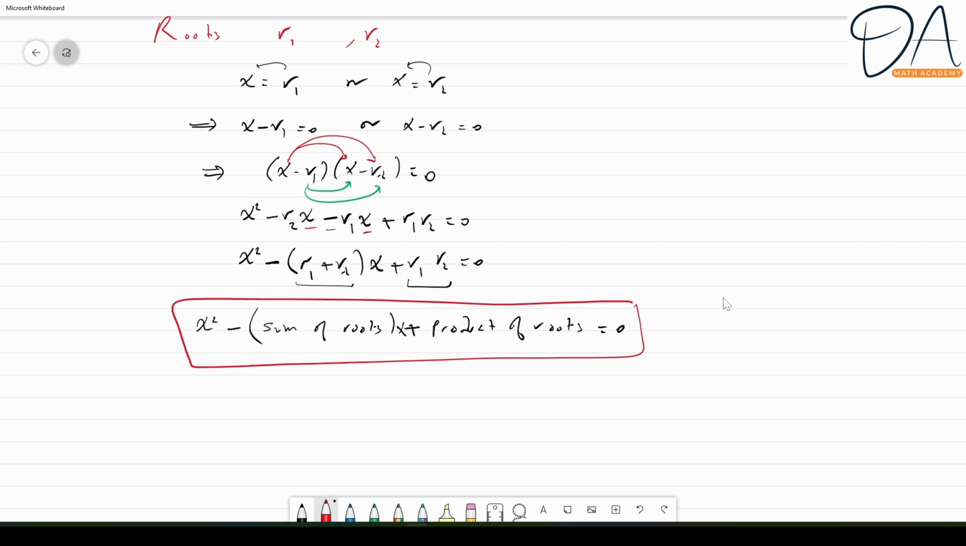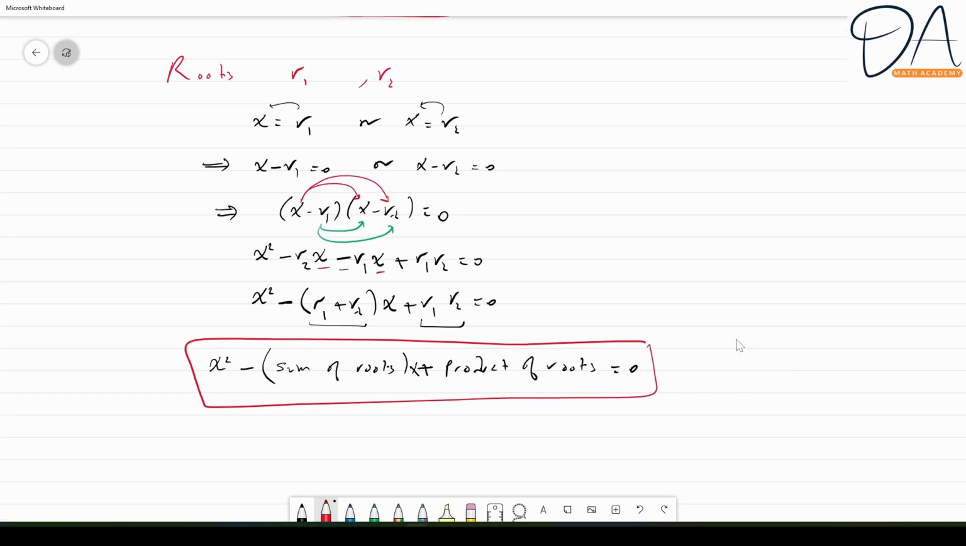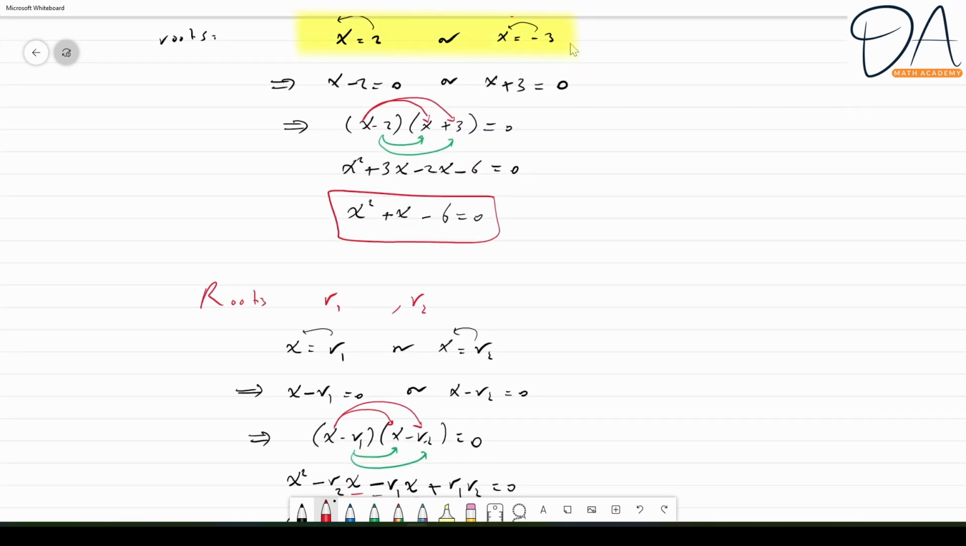So if we want to apply this to the previous case, we have 2 and minus 3. If you add them, you will get minus 1.